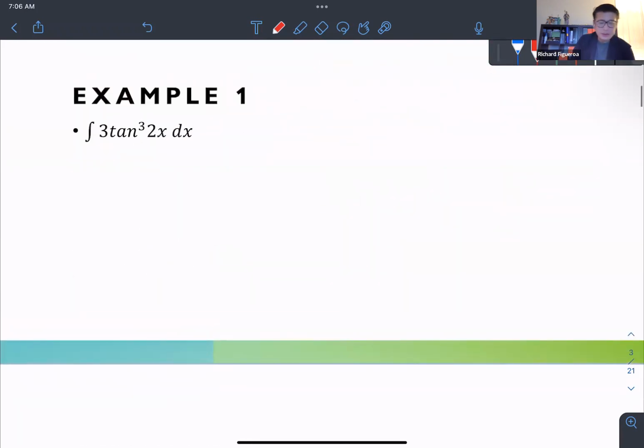Let's have example number 1: the integral of 3 tangent cubed 2x dx. This is case 4, so we use the coefficient rule and move out 3. Then for tangent cubed 2x dx, we subtract 2, so 3 minus 2 is just 1, so tangent 2x, and then multiply it with tangent squared 2x dx. As you can see, 1 plus 2 would still be 3, so that would make it tangent cubed 2x.